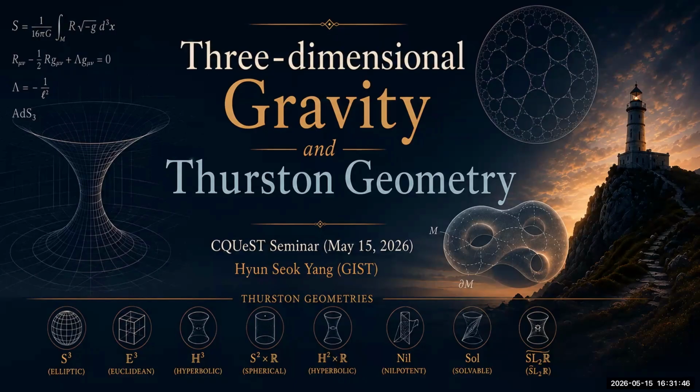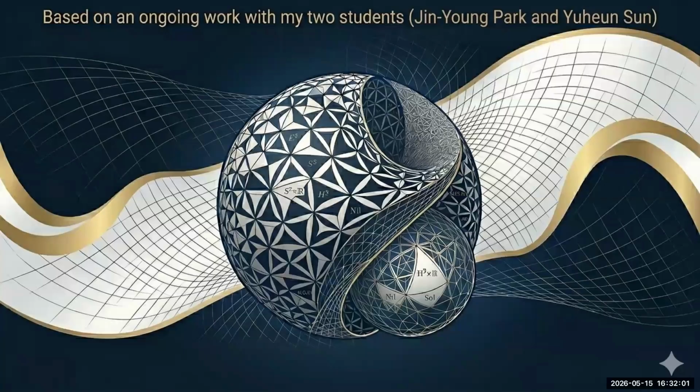So today I will talk about three-dimensional gravity, especially the Chern-Simons gauge theory formulation of three-dimensional gravity, and then I will address how to accommodate this Thurston geometry in this context. This is ongoing work with my students. So today I will review the underlying physics. Maybe I cannot report our result. Maybe stay tuned. If I finish this work, then I will report our result.